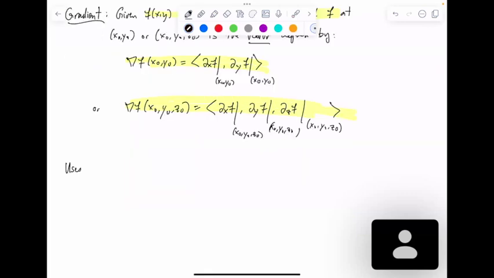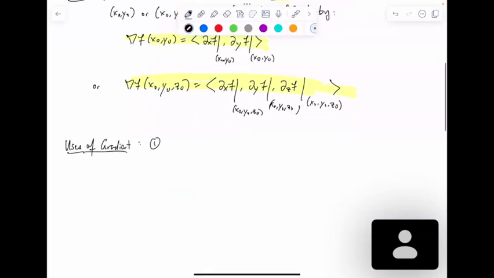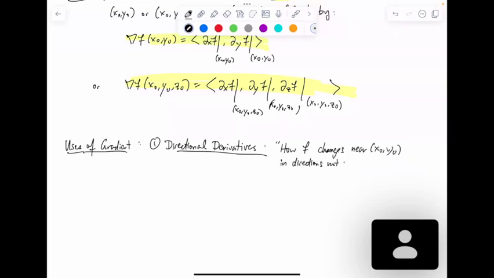Let's take a look at the uses of the gradient. The first one, which we'll present, is finding directional derivatives. These describe how f changes near x naught, y naught in directions not necessarily parallel to the x or y axes.